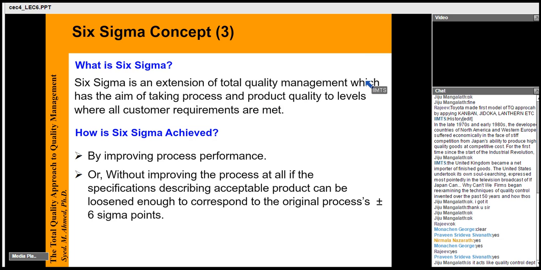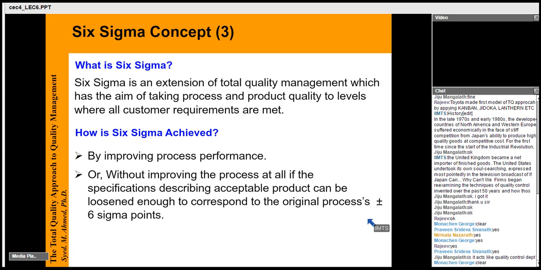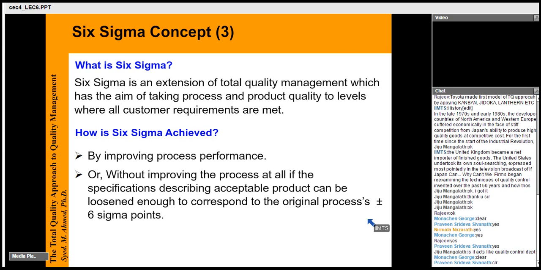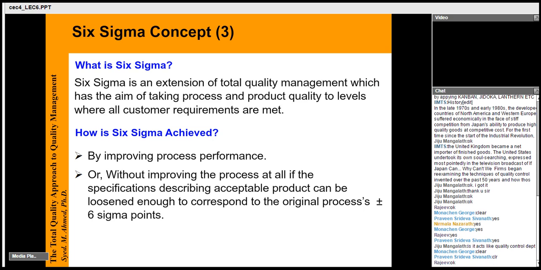Okay, clear to all? Yes, it acts like a quality control department. So some companies have their own quality control department. Some companies do not have an internal quality department, so they call external quality department people.